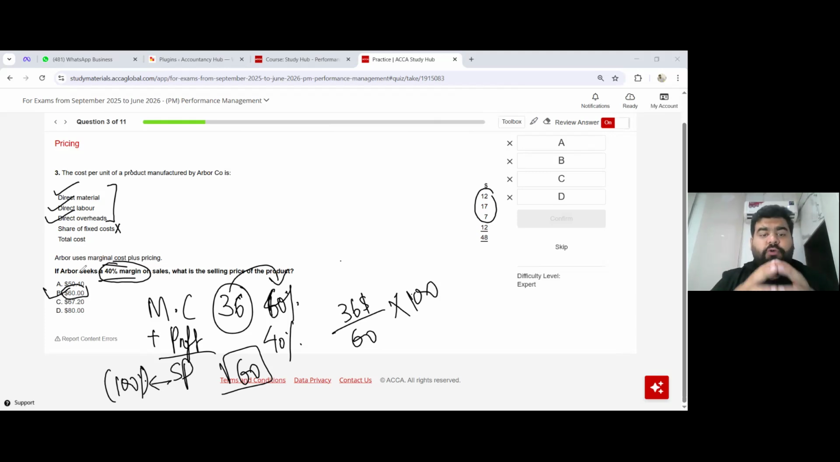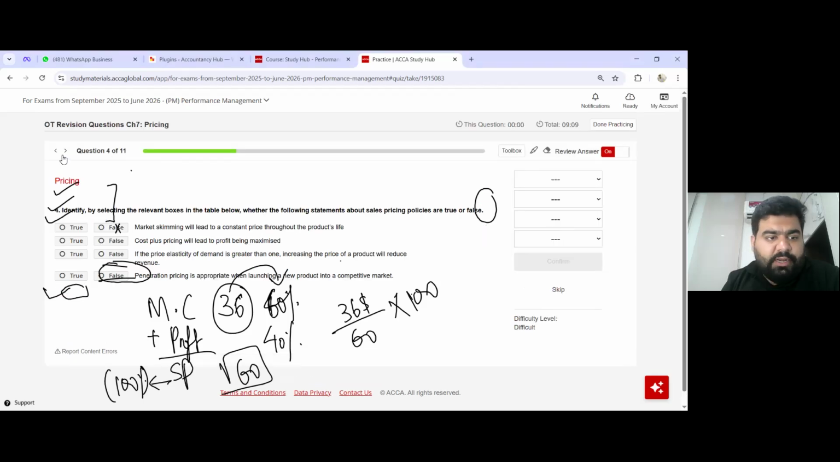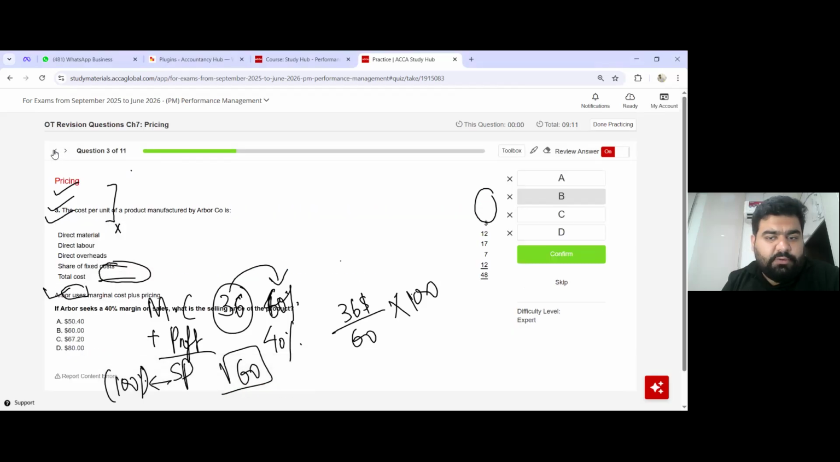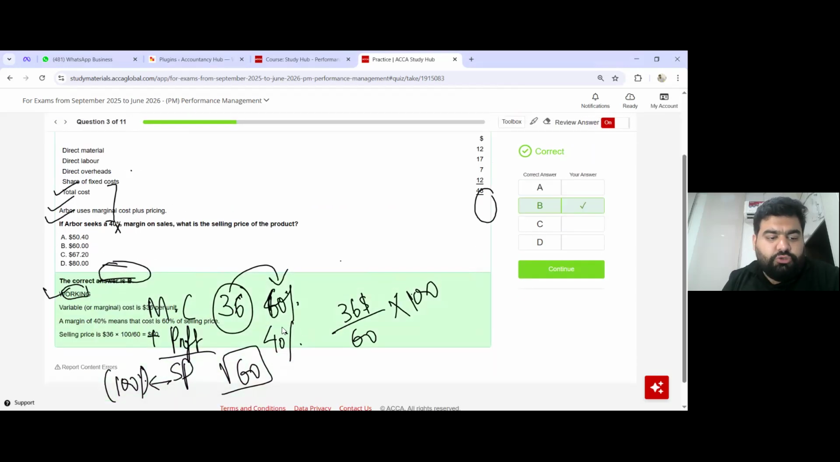So what we have to do, we take all the marginal cost, meaning variable cost, and we know its profit margin, so cost will be 60%. Considering that 36 total marginal cost as 60%, we come to know the value of selling price by taking that value to 100%. That is $60. So answer will be B. Okay, let us confirm that. Okay, so the answer is B.